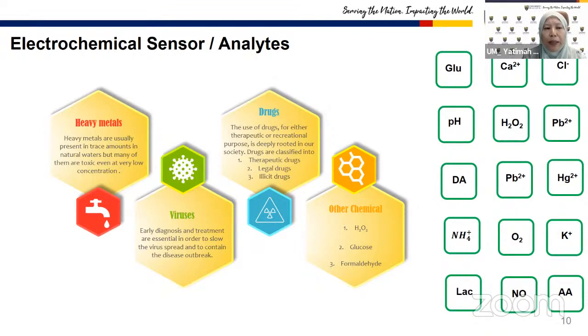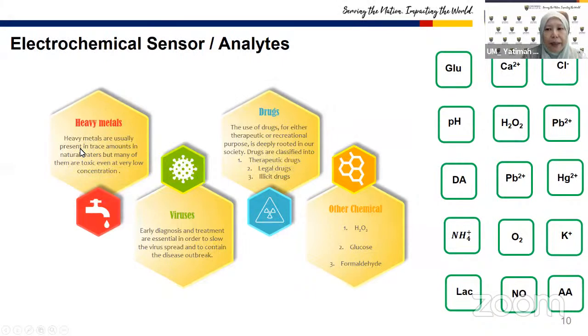For example, of course, the common one is heavy metals, because as I mentioned earlier, some applications are towards environmental issues, and the most common is actually heavy metals. We want to see the toxicity of some heavy metals in polluted water. What we are interested in here is that in Malaysia nowadays, we are using groundwater quite heavily besides surface water, because groundwater is cleaner, so it needs less treatment compared to surface water. But then again, the important thing is how we can detect certain heavy metals in the real sample.